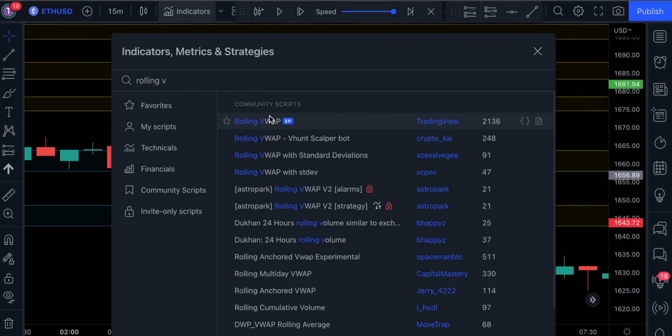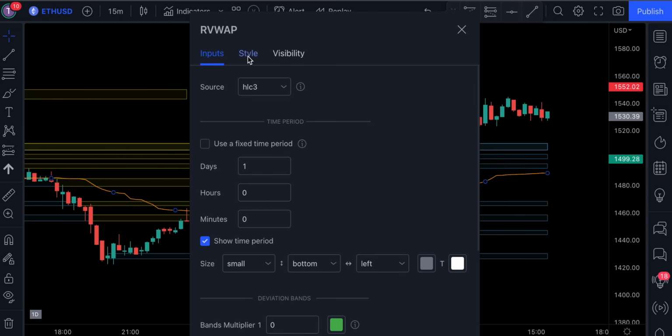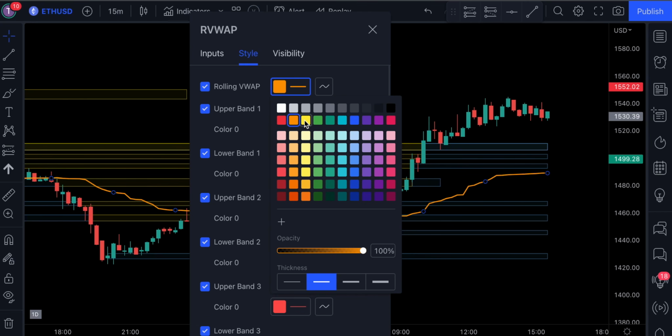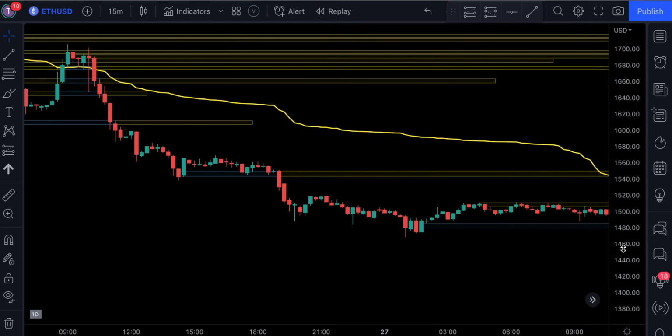Rolling VWAP, this indicator was actually created by TradingView. Now let's access the indicator settings and make the line a bit more visible. And now you might be asking, how exactly is this indicator going to help us? And the answer is really simple. The VWAP will serve us as a baseline.